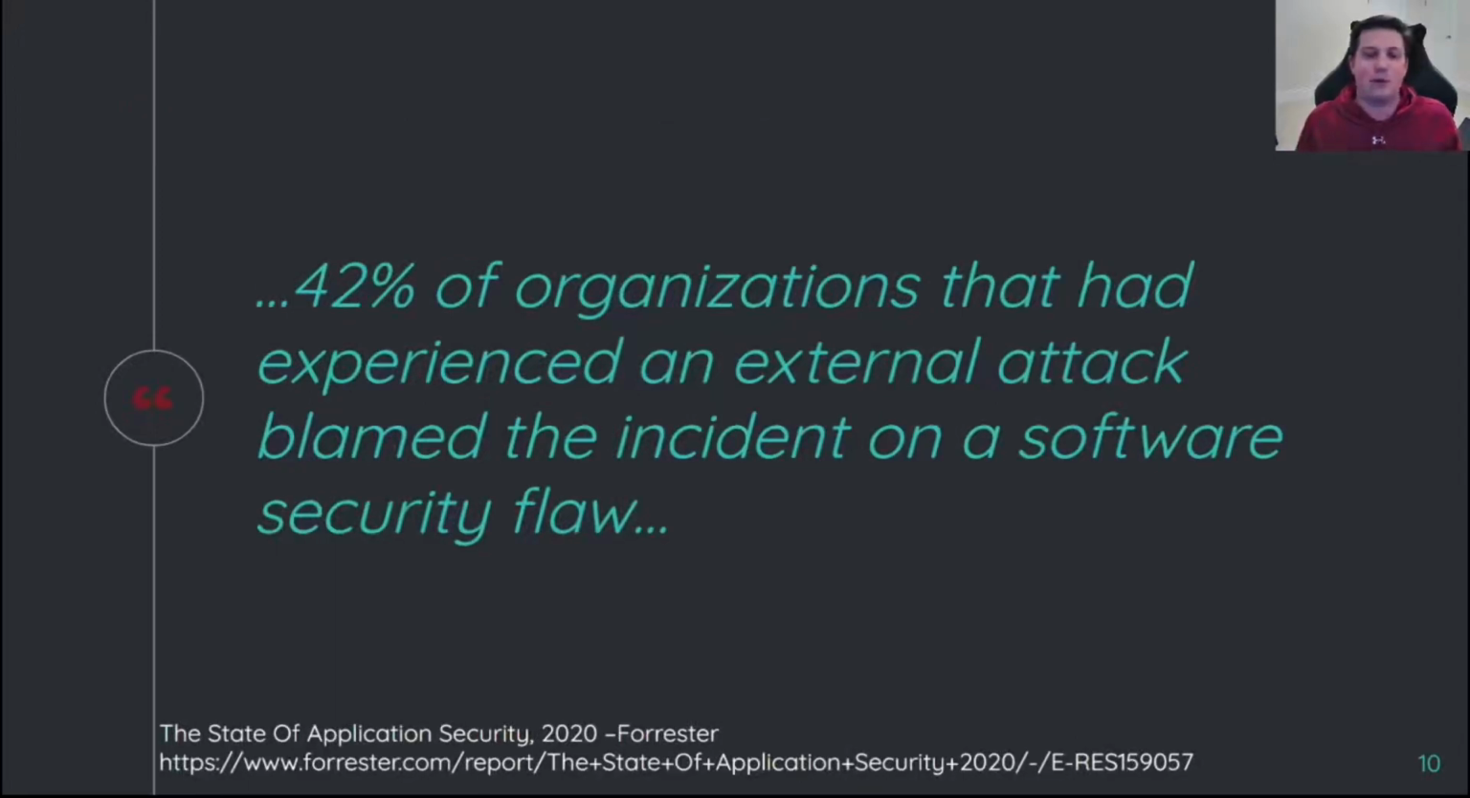Quick statistic from a recent report I saw from Forrester on the state of application security, 42% of organizations that had experienced an external attack blamed the incident on a software security flaw. Now, take this for what you will. This is just some random statistic. I think the number might be a little high, honestly, if you had to ask me. But the point still stands. As network security improves in other ways, attackers have to shift their focus. So a lot of times we're talking about this in the context of social engineering, which is certainly still true, but this also applies to exposed web applications.